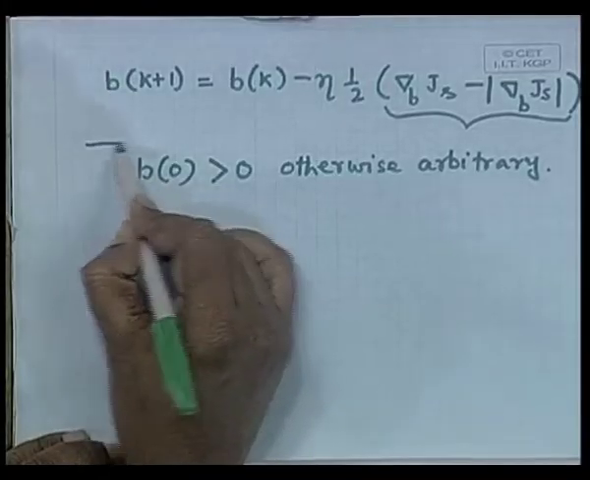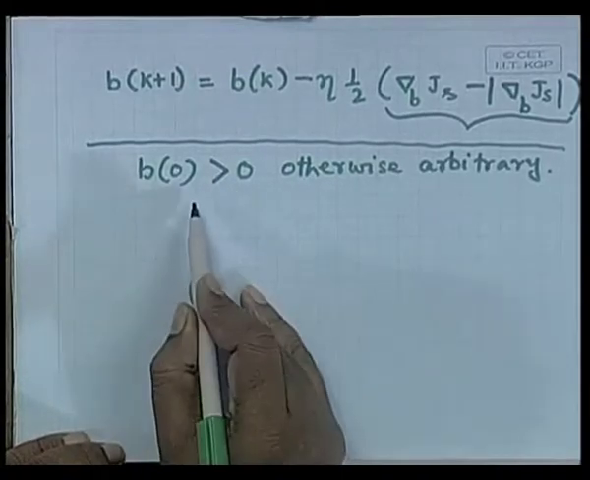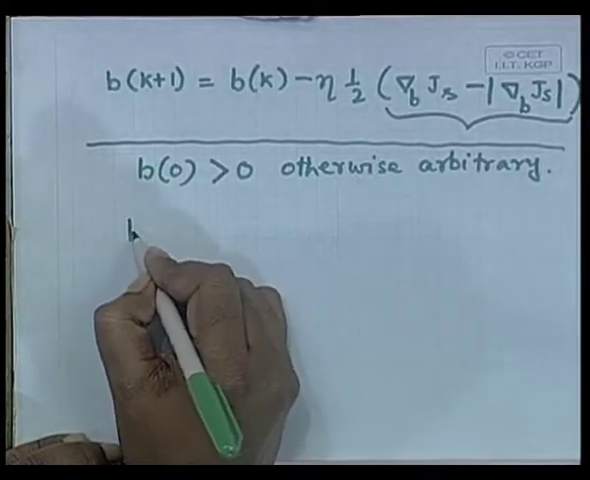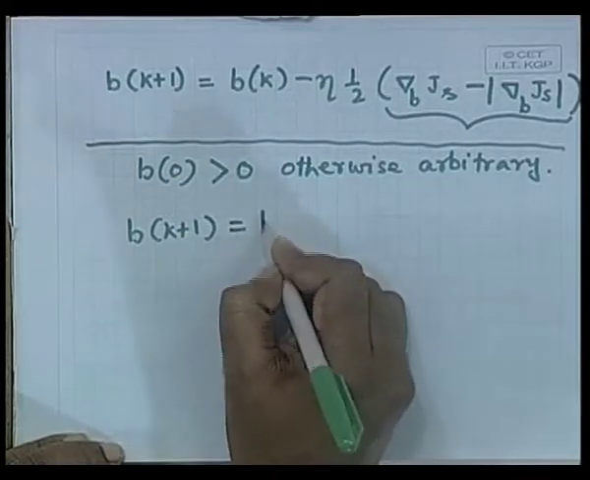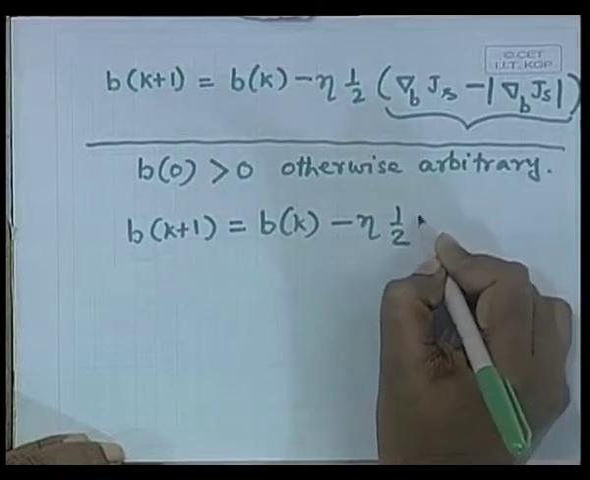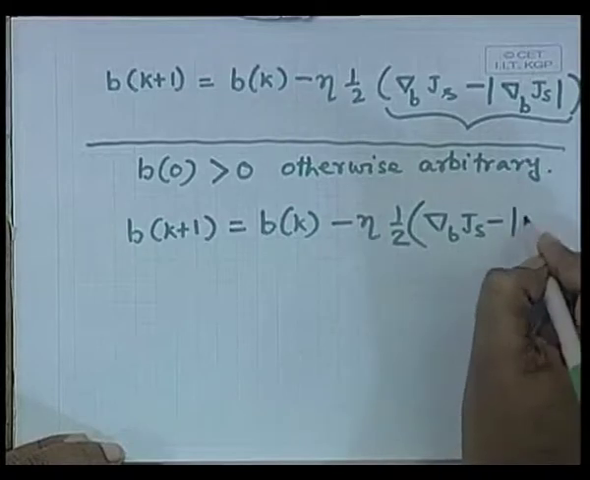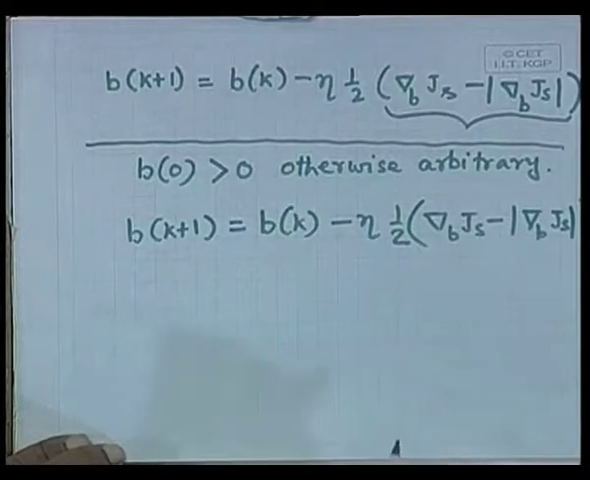So the iterative algorithm will be something like this: B 0 will be greater than 0, which is initially chosen, but otherwise it is arbitrary. And at every step, this B k plus 1 will be B k minus eta times half of the gradient of J s with respect to B minus the modulus of the gradient of J s with respect to B.